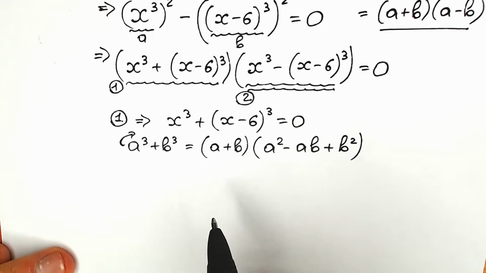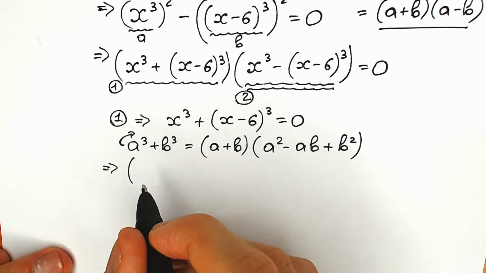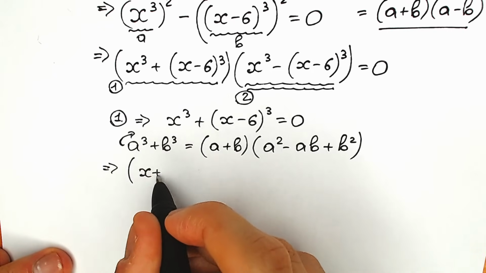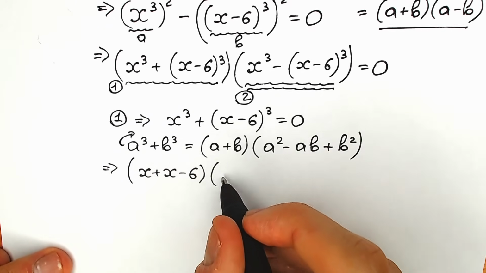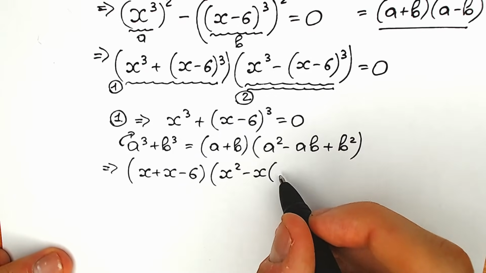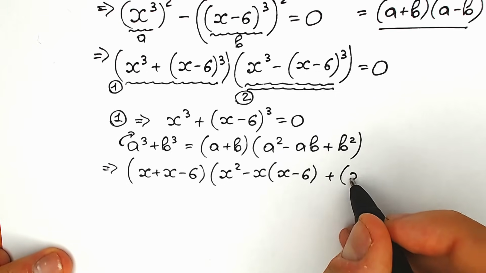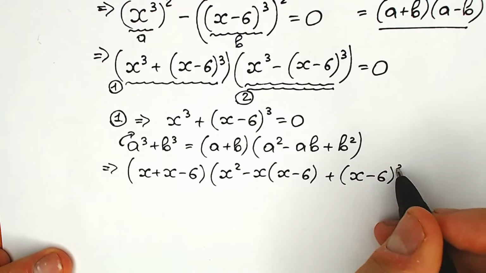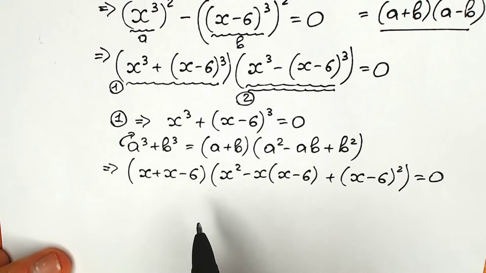Right here we have a difference of two cubes. As a result, we will have two parentheses. In the first parenthesis, x plus x minus 6, and in the second parenthesis we have x square minus x times x minus 6 plus x minus 6 to the power 2. And right here we have a lot of work simplifying all the things.